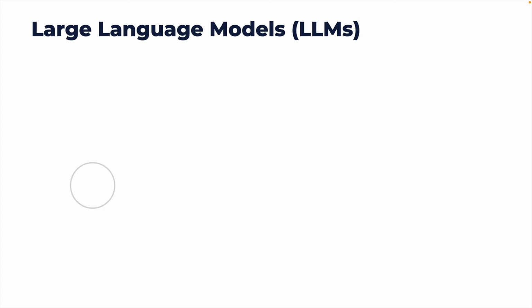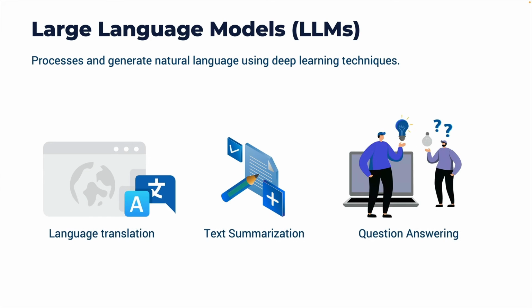So let's take a closer look at the types of foundation models. The most popular ones are the LLMs. The LLMs, or large language models, are machine learning models that process and generate natural language using deep learning techniques. We will in fact take a closer look at LLMs and how they function in the upcoming videos of this series. But coming back, LLMs are trained on massive amounts of predominantly textual data, and they are capable of performing a variety of language-related tasks, including language translation, text summarization, and question answering.